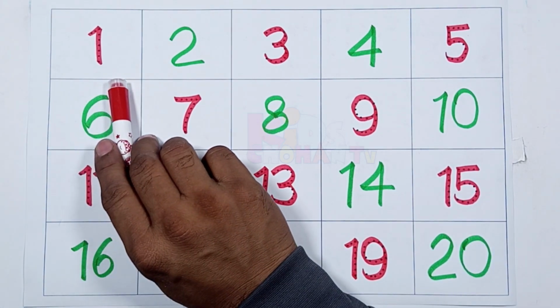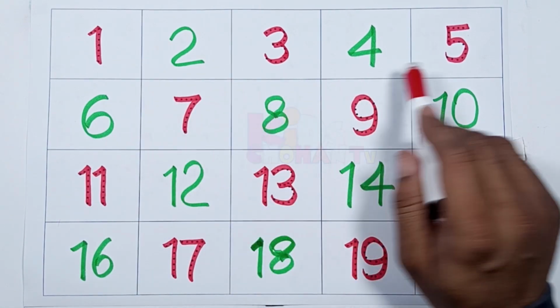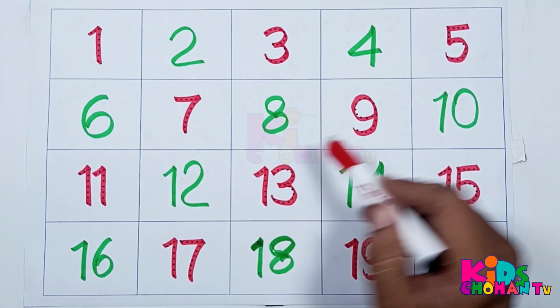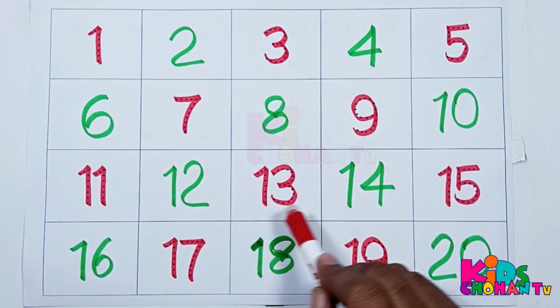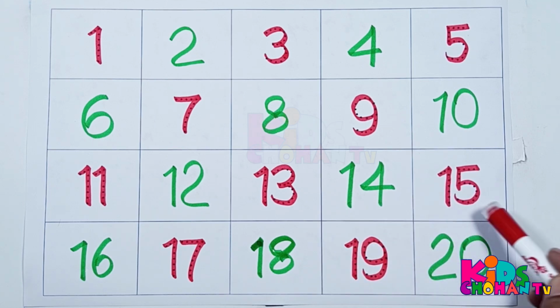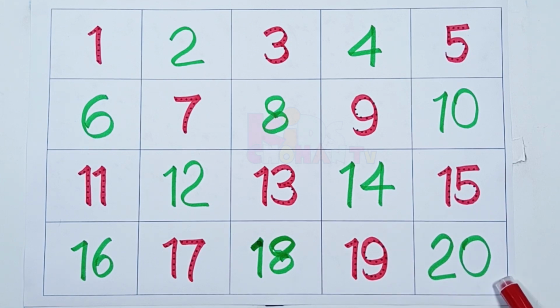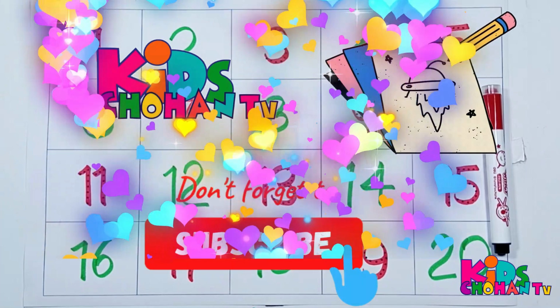Kids, read again. 1, 2, 3, 4, 5, 6, 7, 8, 9, 10, 11, 12, 13, 14, 15, 16, 17, 18, 19, 20. Kids, thanks for watching.